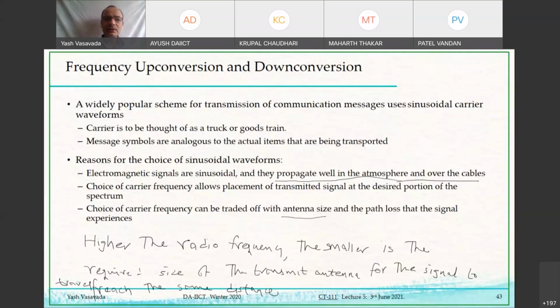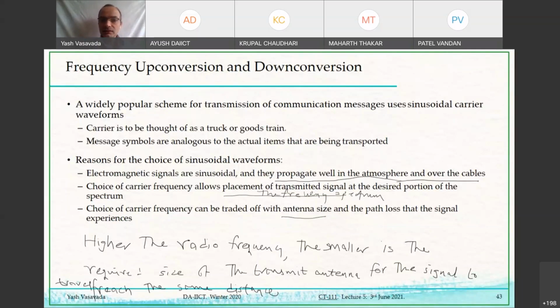So one of the main reasons for using the sinusoidal waveform for modulation design is that it allows the signal to travel over large distances with antennas which are small in size. And then the other reason, which is something we are going to look at also today, is that it allows the placement of the frequency spectrum of the transmitted signal at some desired location.